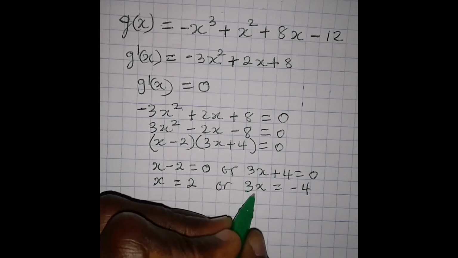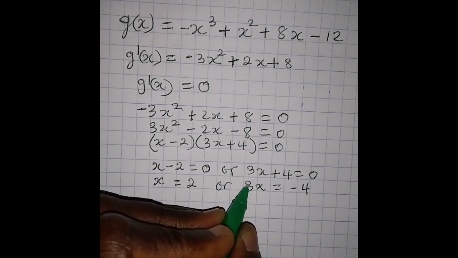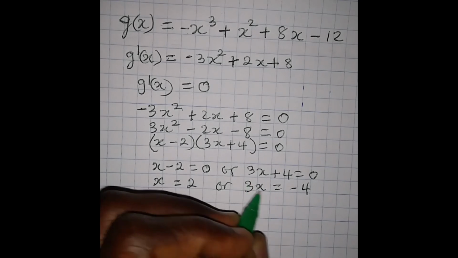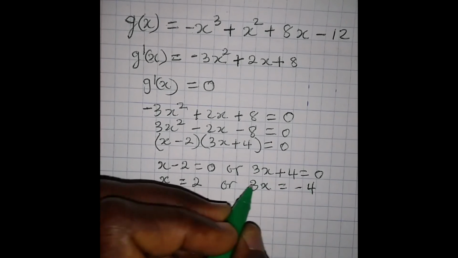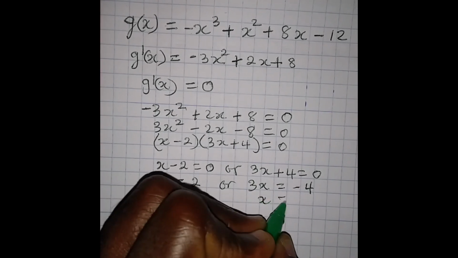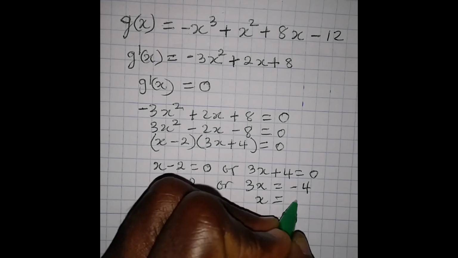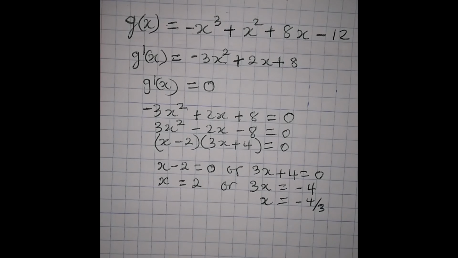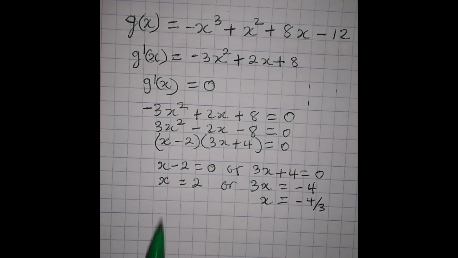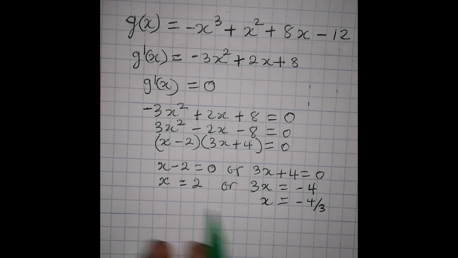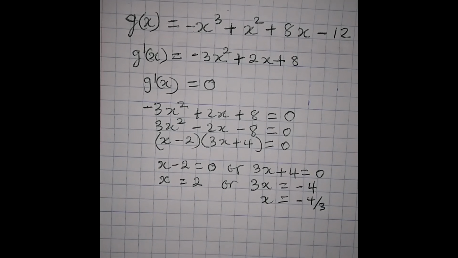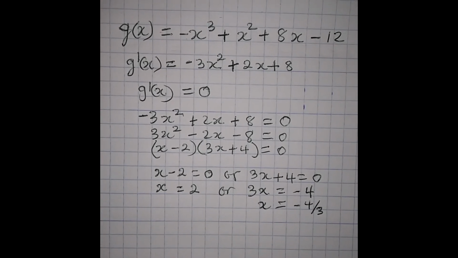So we have 3x here. So the 3 is multiplying x. So the inverse operation for multiplication is division. So it means we are dividing both sides by 3. Therefore, if we divide this by 3, it gives us 1. We divide this by 3, we get negative 4 over 3. So basically, these are the x coordinates of the two turning points of the cubic graph. That is what we can explain in this part of our lesson.